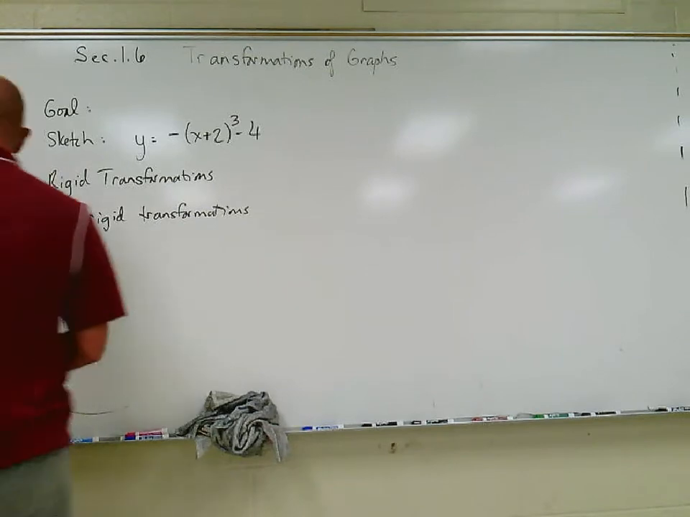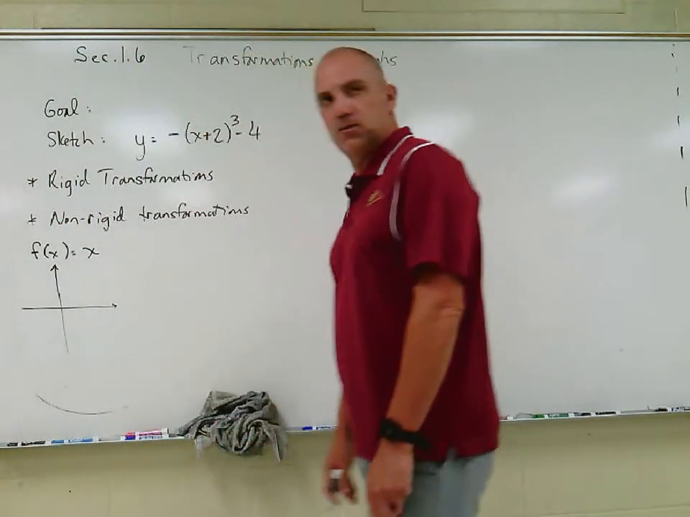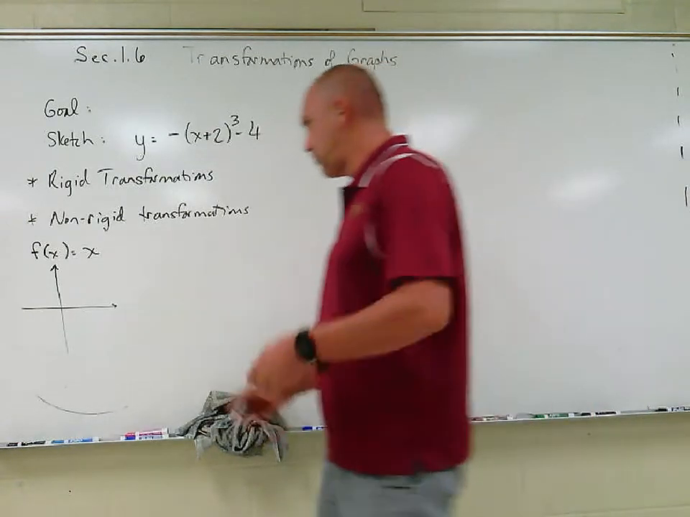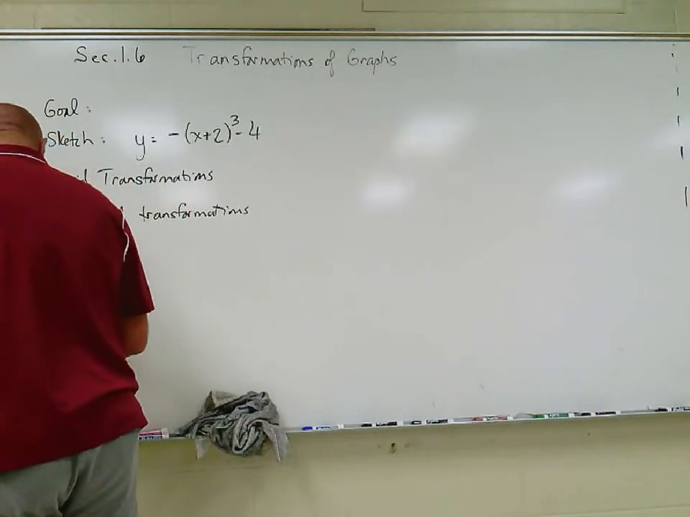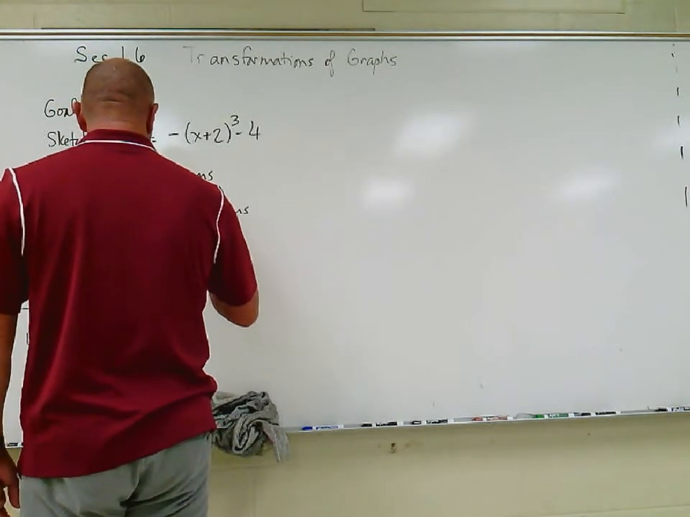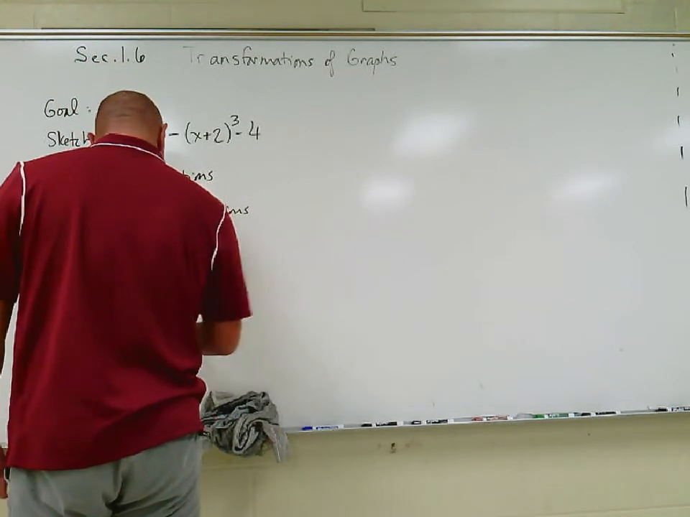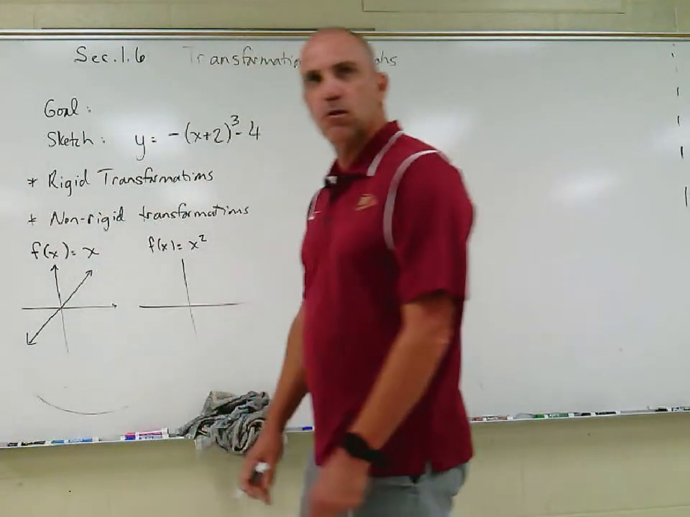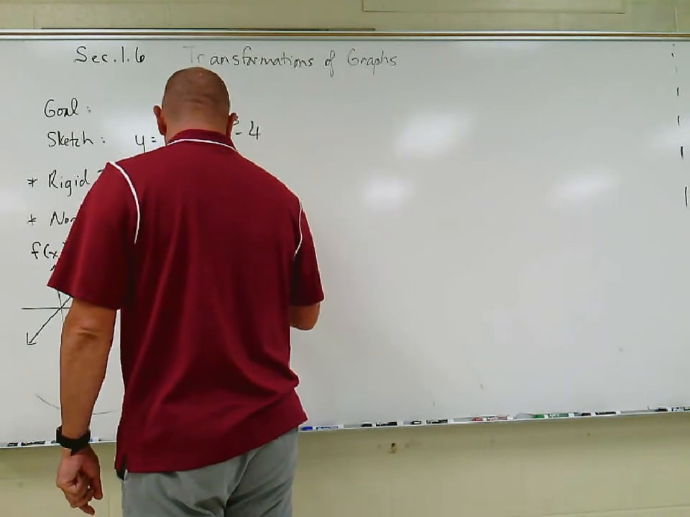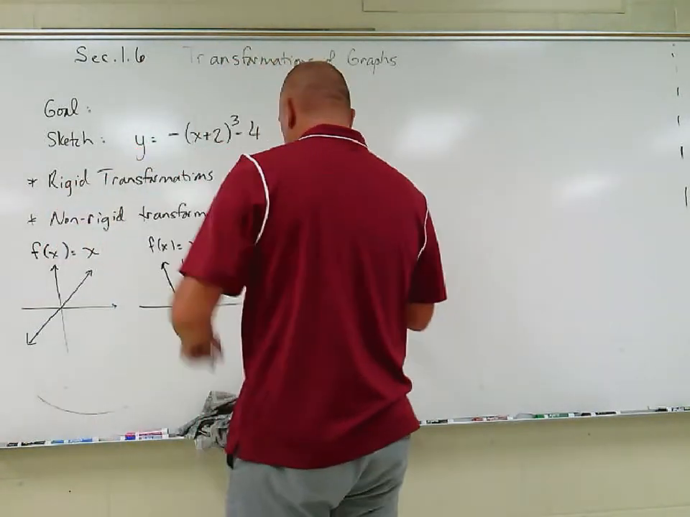So let's just start with x. The graph of x, what does it look like? Or y equals x. Yes, so if you just want to finger draw, it's a line that goes through the origin, slope is 1, all right? Then you have x squared. So what's the graph of x squared look like? All right, parabola. Vertex is at the origin. All right, x cubed.